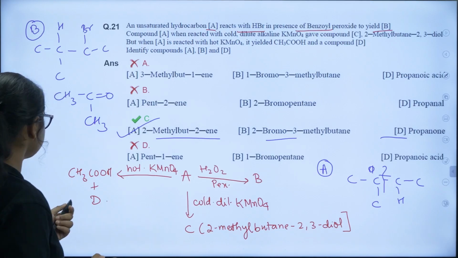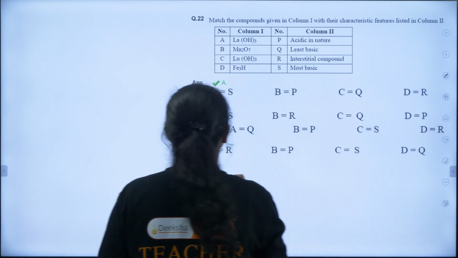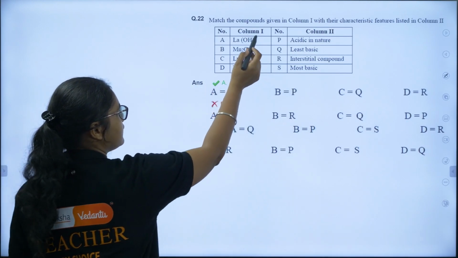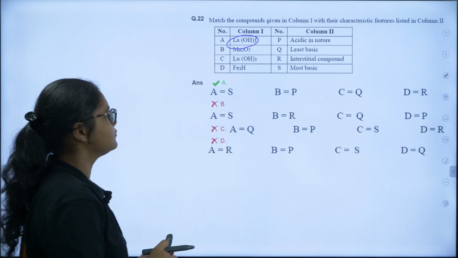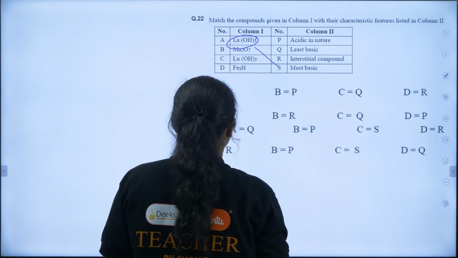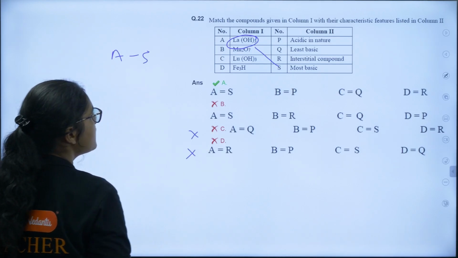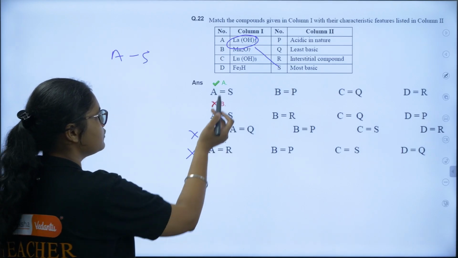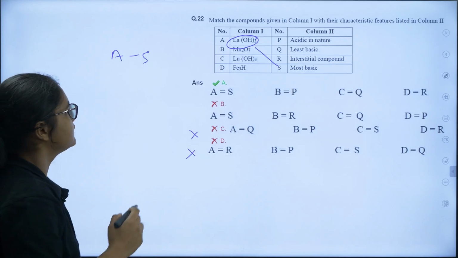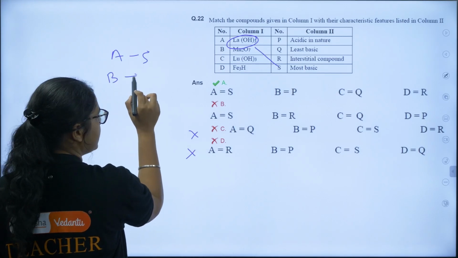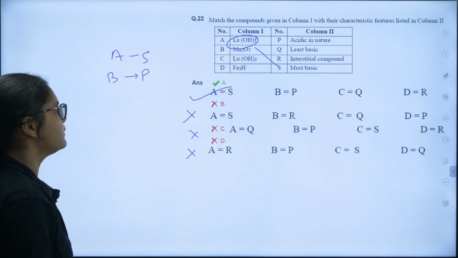Okay. Now let us see the next question. This is about d and f block elements, matching. Lanthanide hydroxide, this example we have studied under basicity. It is more basic, right? So A will be with S. We can eliminate C and D. Now Mn2O7, its oxidation state is +7. The highest oxidation state means it is more acidic. So B will be P. We can eliminate this one also. The correct answer is option number A. But let us see the other options.